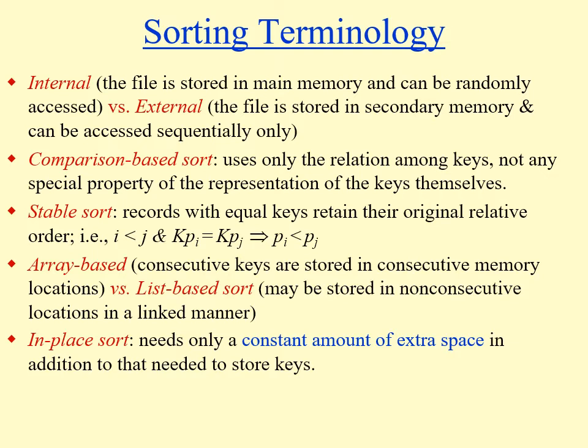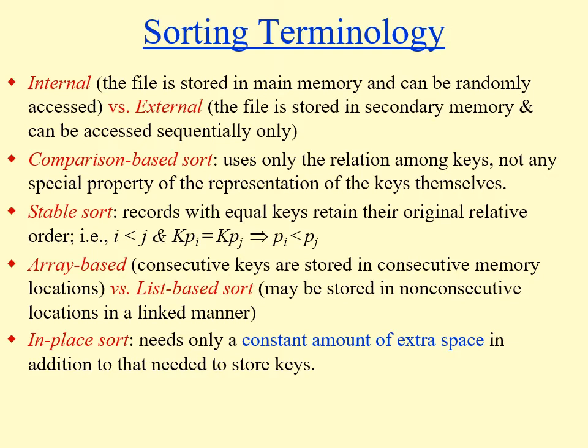The first pair is internal and external. This is easy to understand. Internal means in the memory. External means not in the memory. If you sort based on all the data in the memory, that's what we call an internal sorting algorithm. The file is stored in the main memory and can be randomly accessed. But for external, you have to load it into the memory and then do sorting, right?